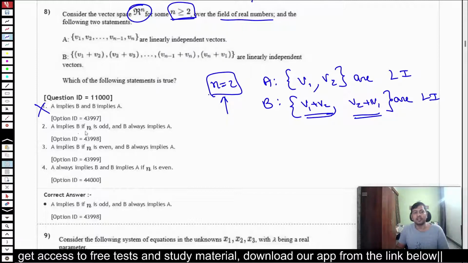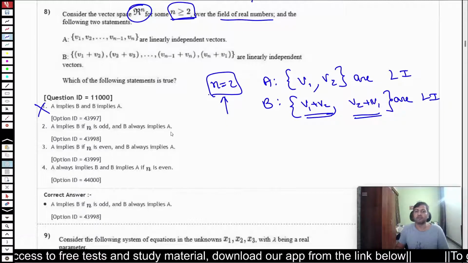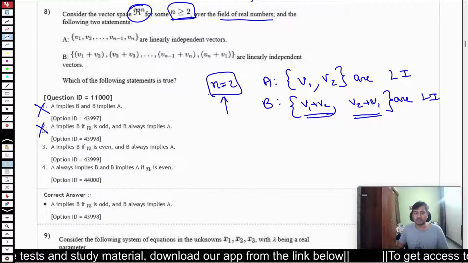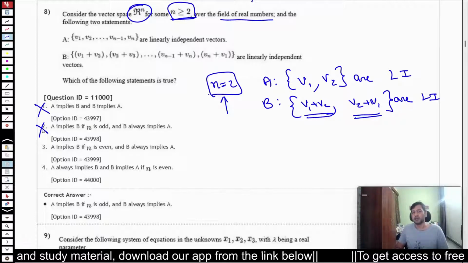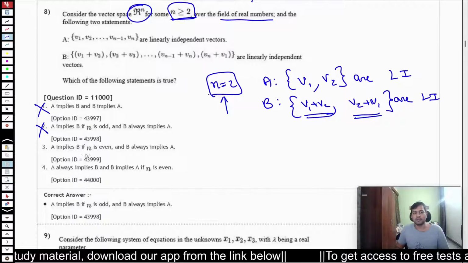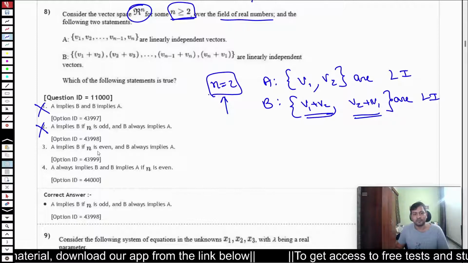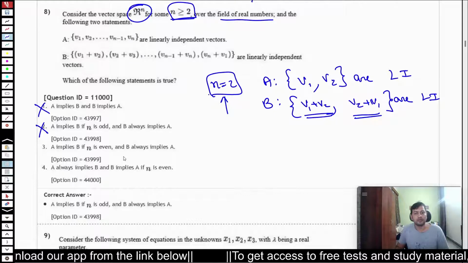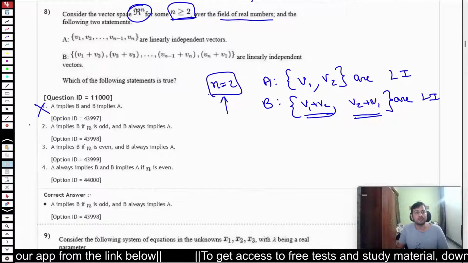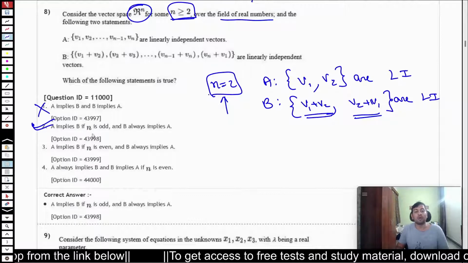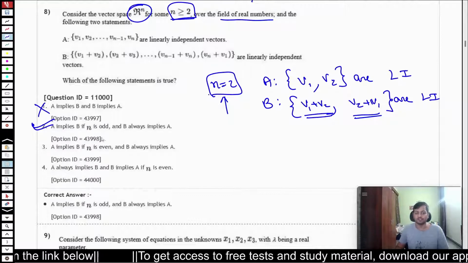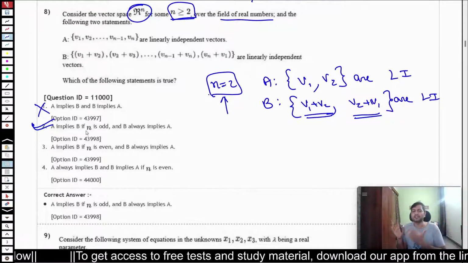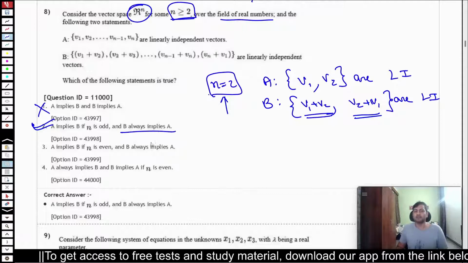Now, A implies B if n is odd, B always implies A. So again here we will reject this because it is talking about the odd case. I wanted it to be rejected in the even case. Sorry, let's come back to option 2. So this is true because in the odd case, A implies B is true, B always implies A, so that is correct.